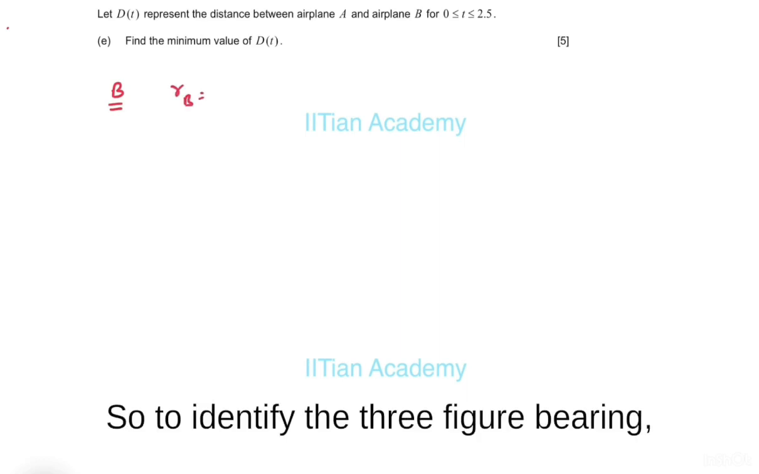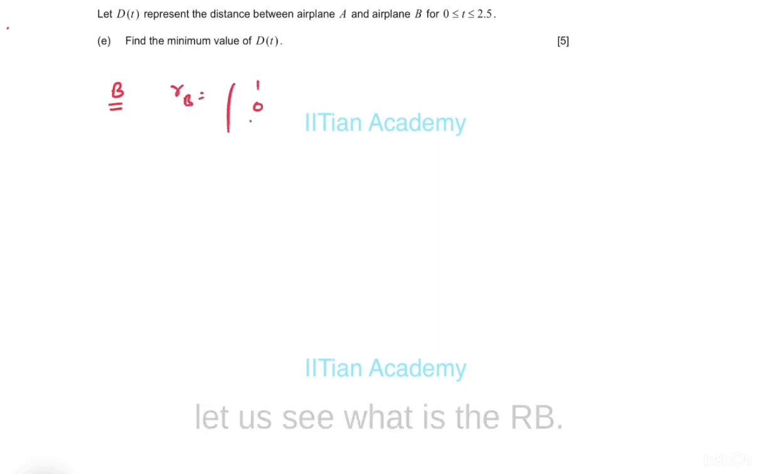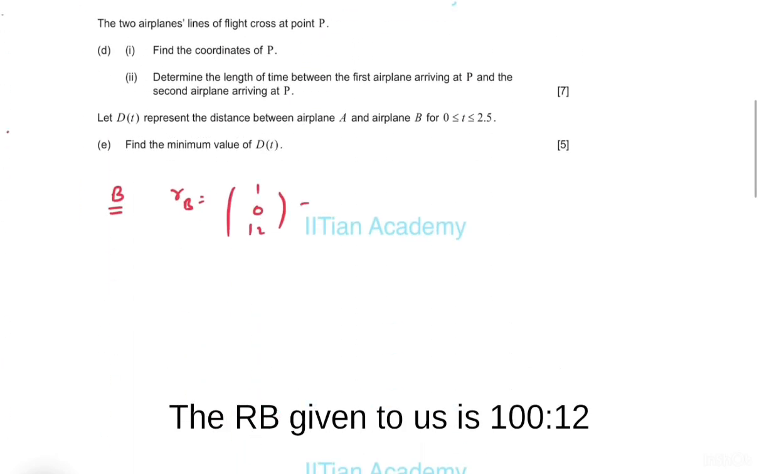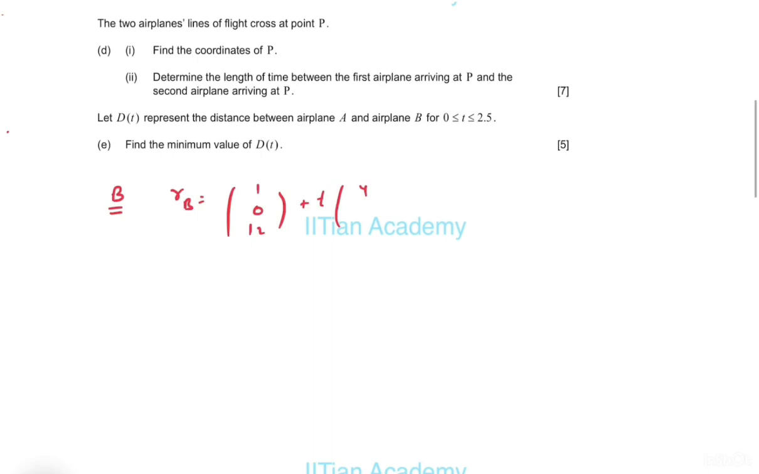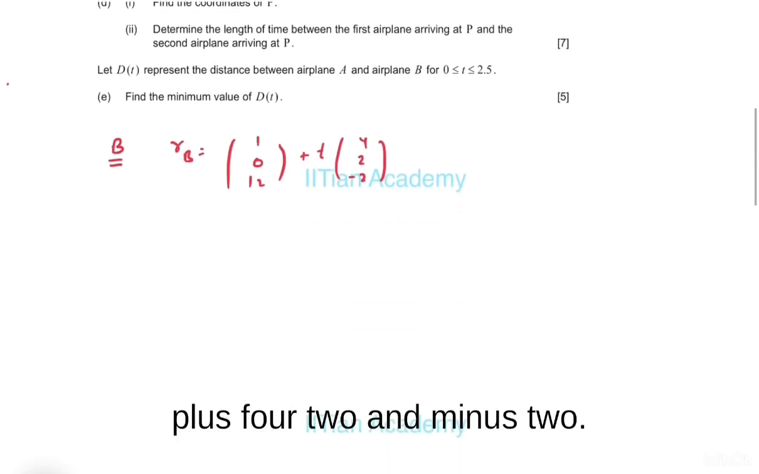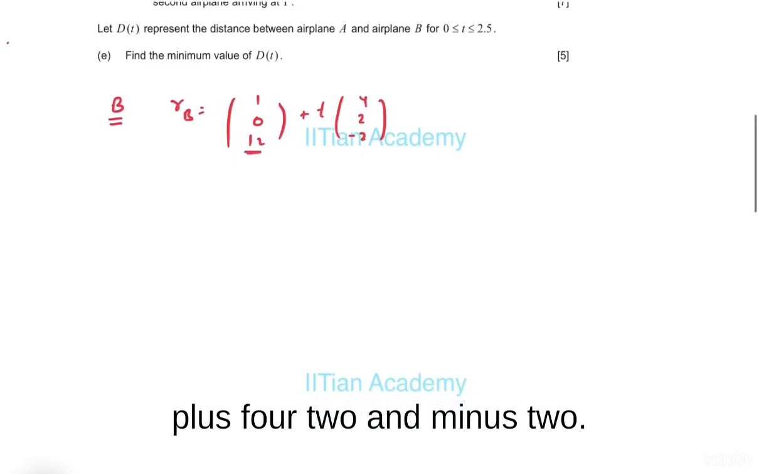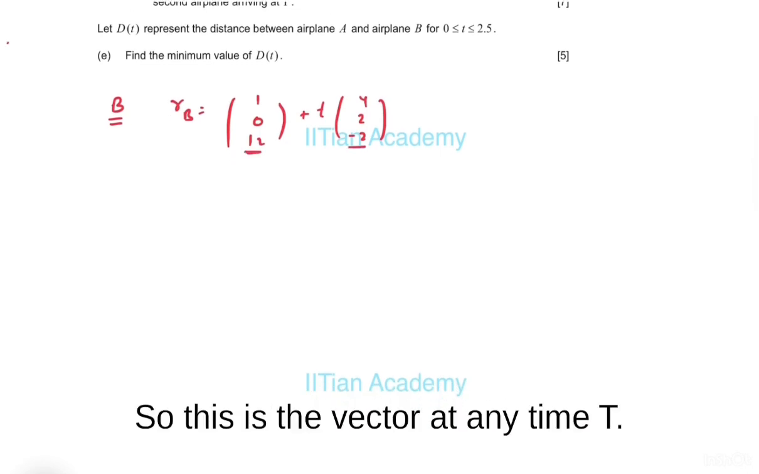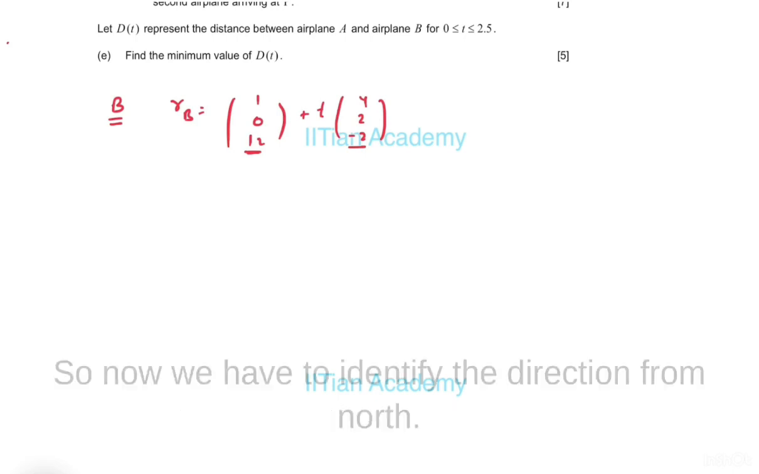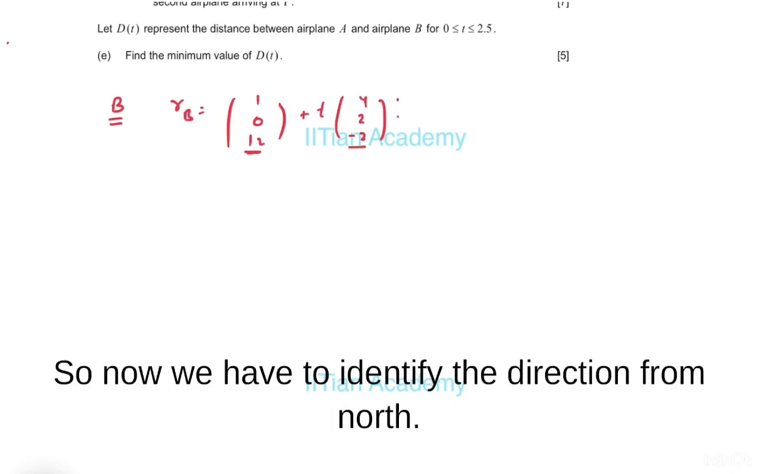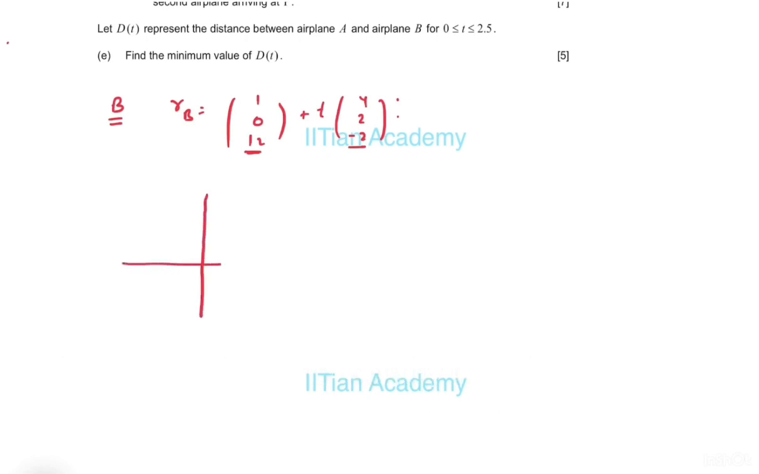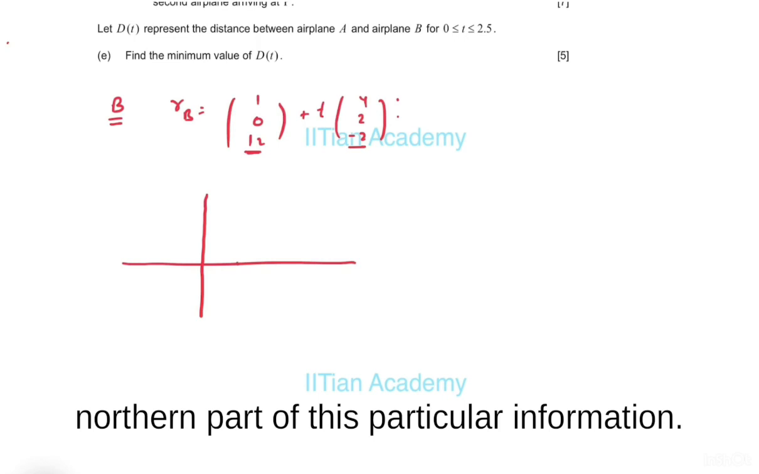So, to identify the three-figure bearing, let us see what RB is. The RB given to us is (1, 0, 12) plus t times (4, 2, -2). So this is the vector at any time t. Now the third part is the height from sea level. So now we have to identify the direction from north. So we will consider only the east and north part of this particular information.